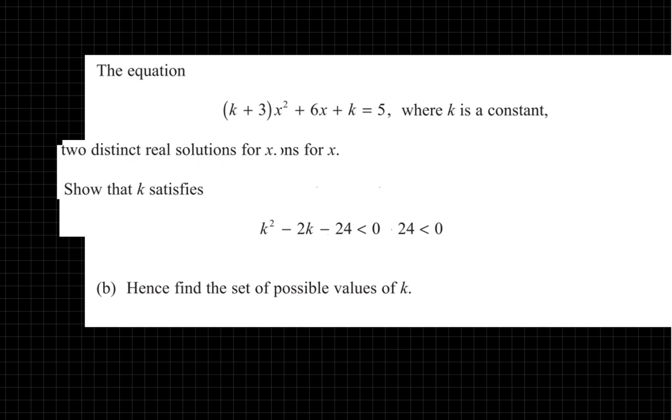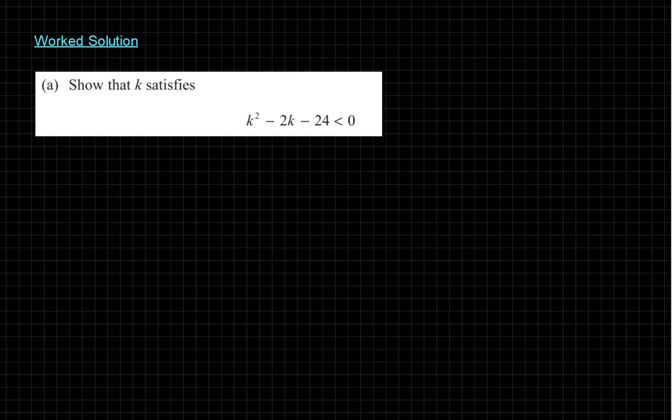And for part B, going on from part A, can you then find the set of possible values for k? Okay, so give that a go. Pause the video now. Okay, so we need to show that k satisfies this constraint.